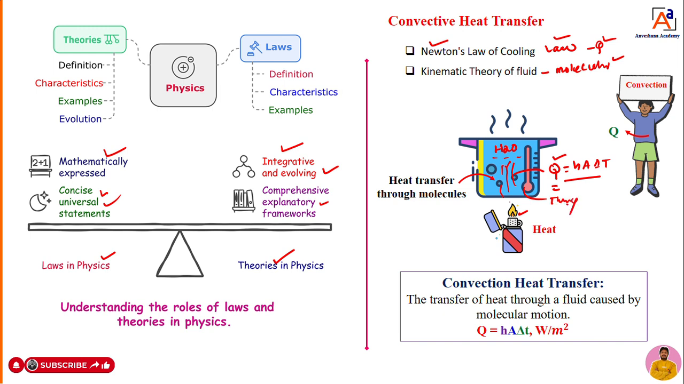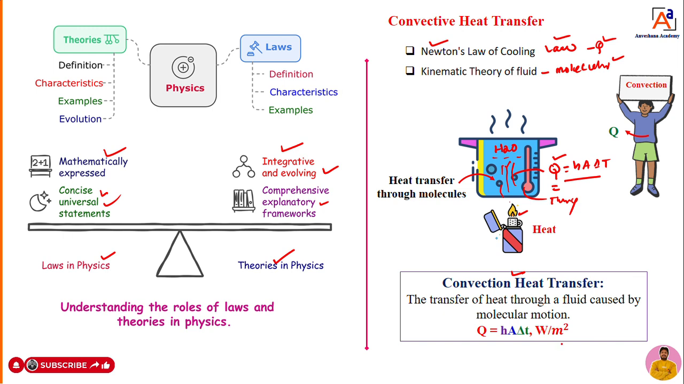What will theory do here? It will explain why heat is getting transferred. How much heat is transferred, that quantification is done with the help of an equation or expression or a law. That law is called Newton's law of cooling, dear students. What is the equation here? Because convection heat transfer is happening, Newton's law tells how much heat is getting transferred. Why the heat is getting transferred is explained by theory.